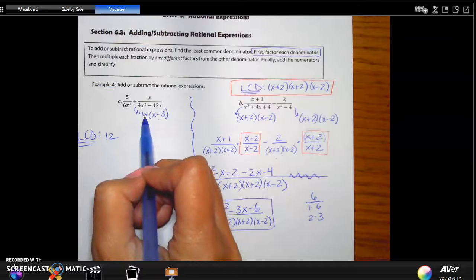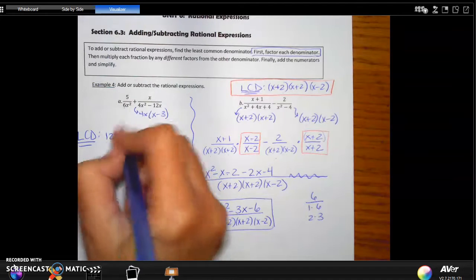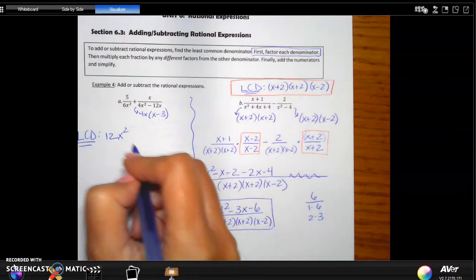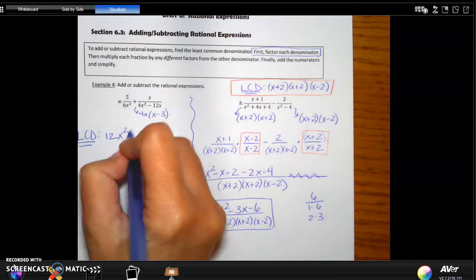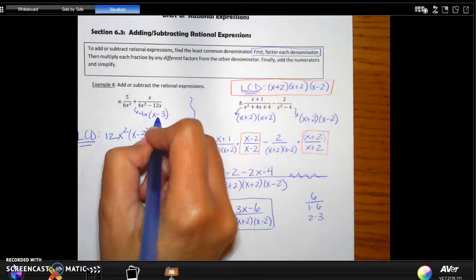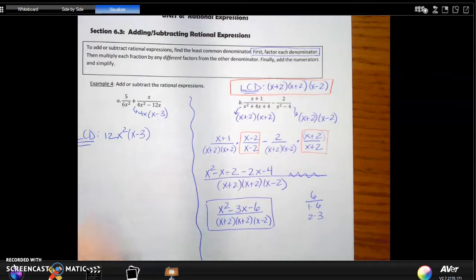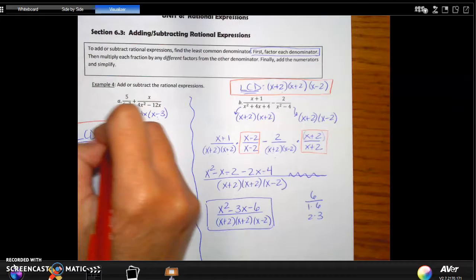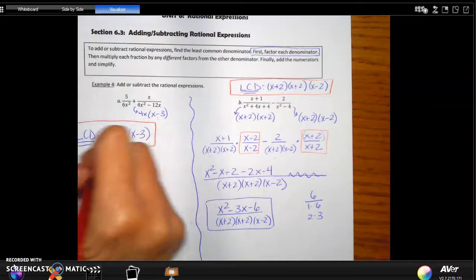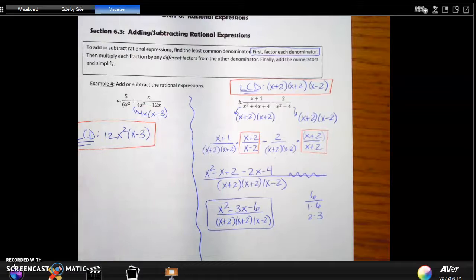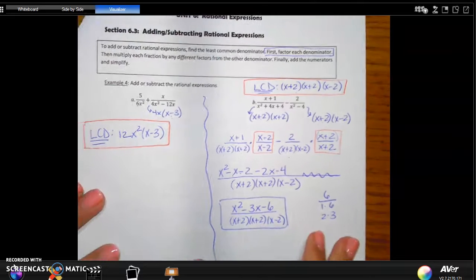Then we compare. We have an x and we have an x squared, so we need the larger of the two, which is going to be x squared. And then we absolutely need that x minus 3 that's there as well. So like I said, this is the hardest one that's on my video. I don't believe any of the ones on your homework are that complex.